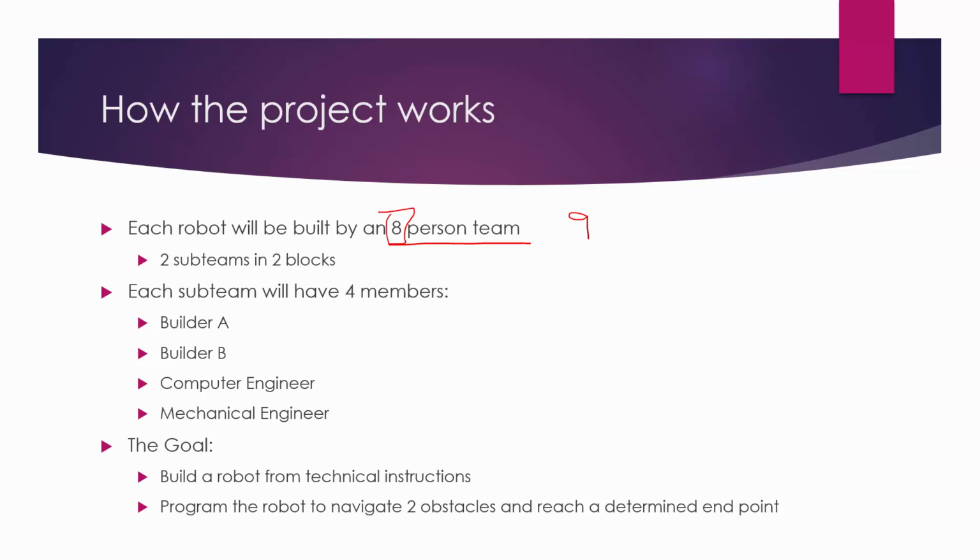These 8-person teams have been broken up into 2 sub-teams in 2 different blocks, which means we would have 4 people in, say, A block and 4 people in D block. You're going to be working in tandem with one another and building off of each other's progress. So if you let somebody down, you're not just letting your 3 other people down in your immediate team, you're letting the other block down as well. Everyone needs to step up their game and come with it every day because we don't have a lot of time for this project.